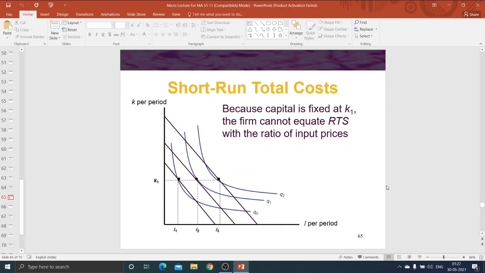So if that is the case, then we can present the whole thing graphically. Because the capital is fixed, in this particular case K1 is fixed, the firm cannot equate RTS with the ratio of input prices. Therefore you have L1, L2, L3, which change with respect to Q1, Q2, Q3.